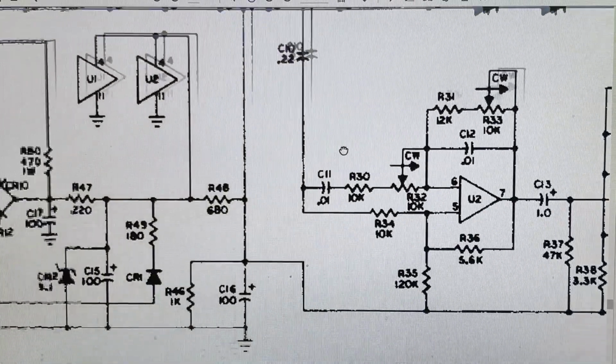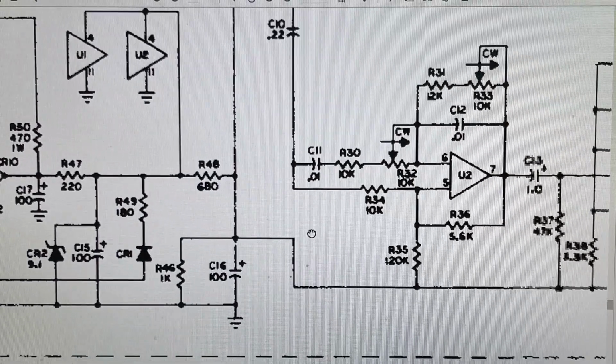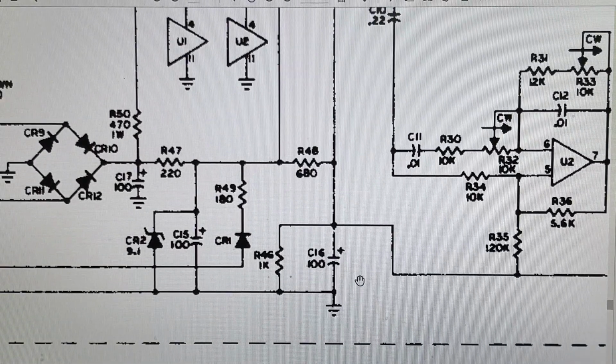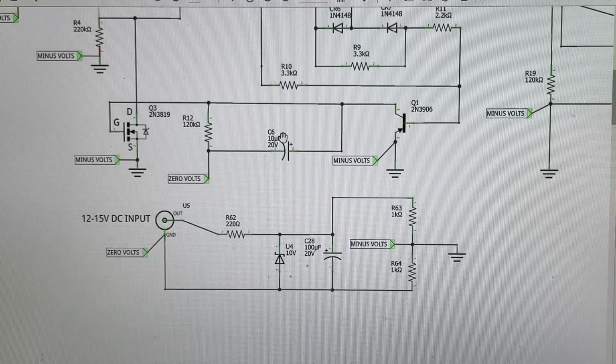So if we follow this back, looking at pin 4 and pin 11 of the main op amps, so that's a positive supply, which is fine. So here we have the potential divider. Now what's this? It's a 100 mic capacitor. And this 100 mic capacitor is not on here.